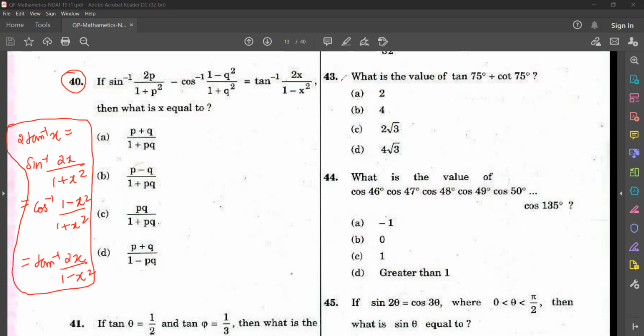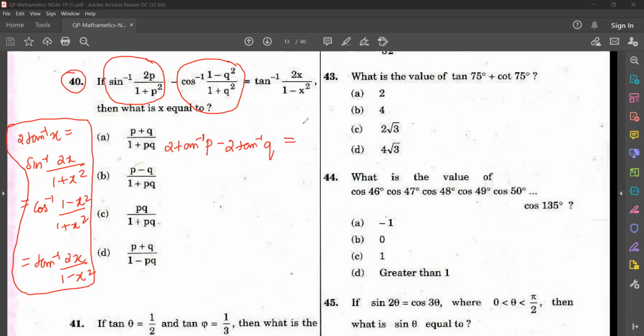How would you do this? This part, sine inverse 2p by 1 plus p square, I can write it as 2 tan inverse p, isn't it? Minus cos inverse 1 minus q square by 1 plus q square. How can I write this? That is nothing but again 2 tan inverse, so 2 tan inverse q, because here it is in terms of q.